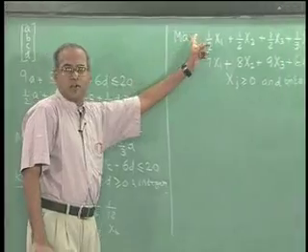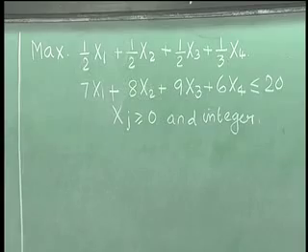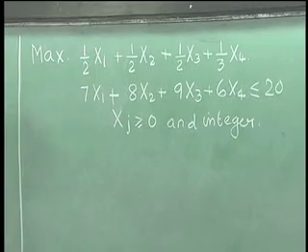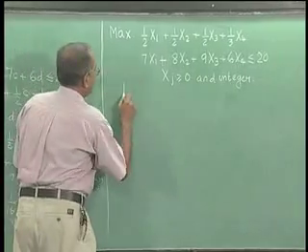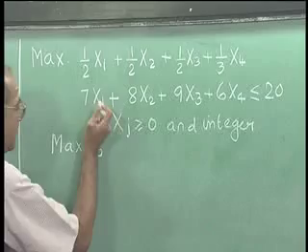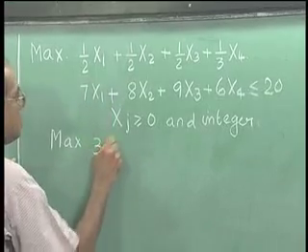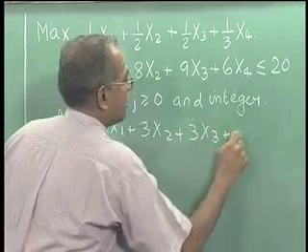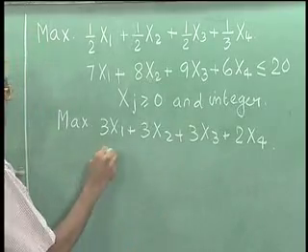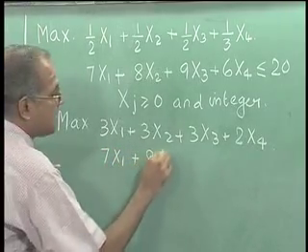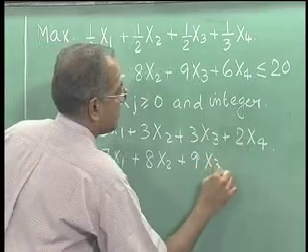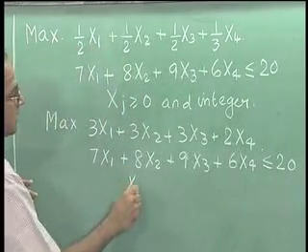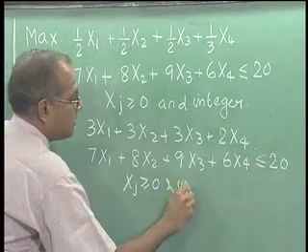Now, these objective function coefficients are fractions. So, just to make it a little more comfortable, we can bring all of them into integers by simply multiplying by the LCM, which is 6. So, the problem will now become maximize 3x1 plus 3x2 plus 3x3 plus 2x4 subject to 7x1 plus 8x2 plus 9x3 plus 6x4 less than or equal to 20, xj greater than or equal to 0 and integer.